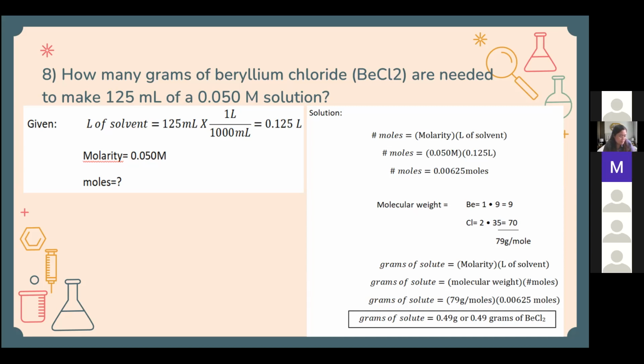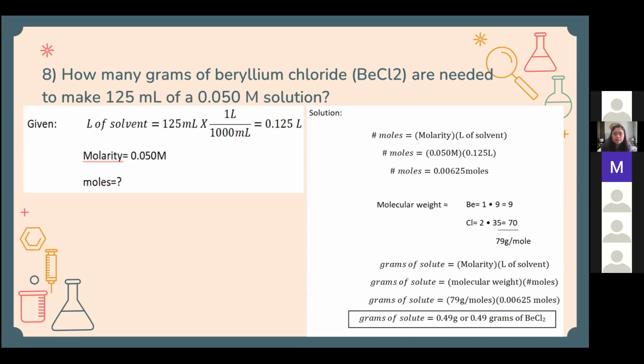Now we already have a value for the number of moles. Since we have the moles, we need to find the molecular weight before we proceed to the grams of solute. So for the molecular weight, we have here the beryllium. We have 1 beryllium times the atomic mass, 9. 1 times 9 is equal to 9.